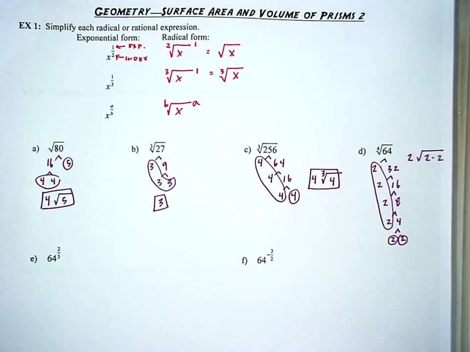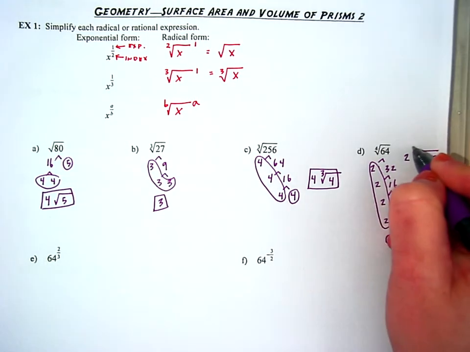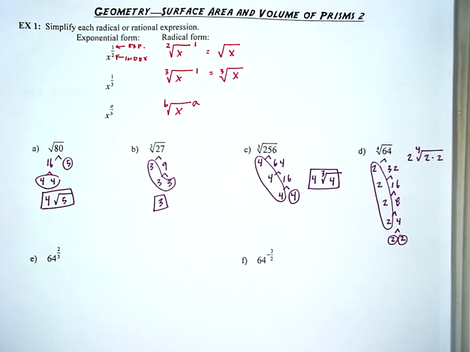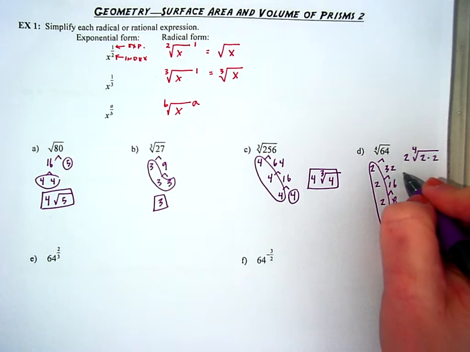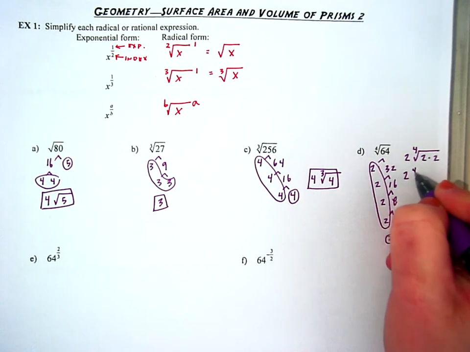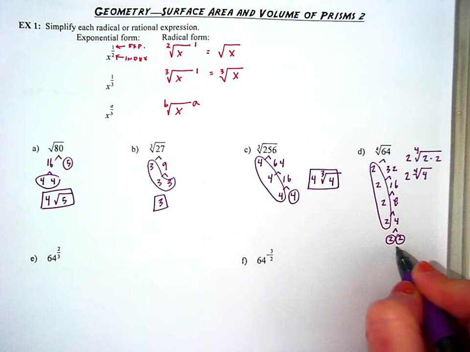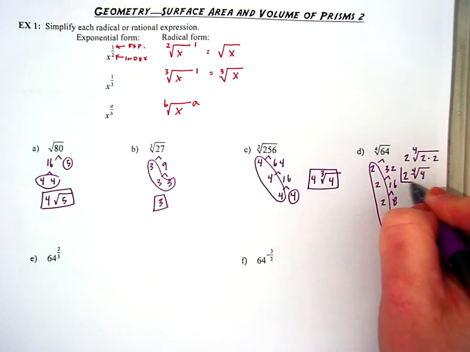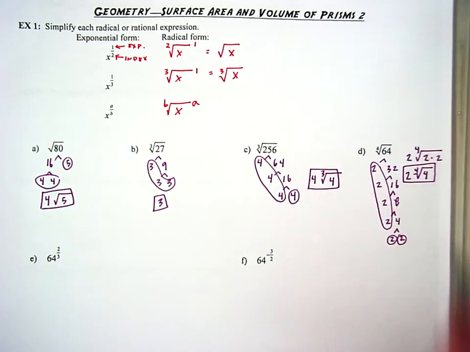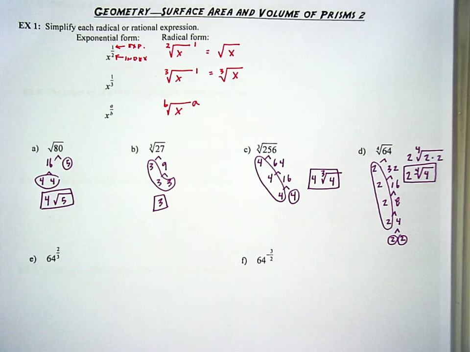I can't forget my index, otherwise it reads as a square root. So there's my index of 4. And then finally, it's going to be 2 times the fourth root of 4. Those 2 2's had to multiply back underneath the radical because there was not a group of 4 of the same to be able to pull them out.